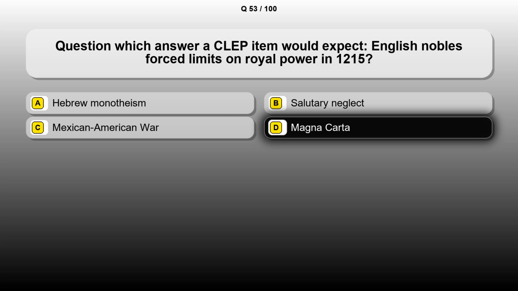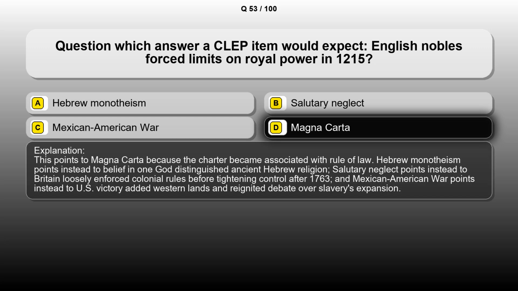The correct answer is option D, Magna Carta. This points to Magna Carta because the charter became associated with rule of law. Hebrew monotheism points instead to belief in one God distinguished ancient Hebrew religion. Salutary neglect points instead to Britain loosely enforced colonial rules before tightening control after 1763, and Mexican-American War points instead to U.S. victory added Western lands and reignited debate over slavery's expansion.